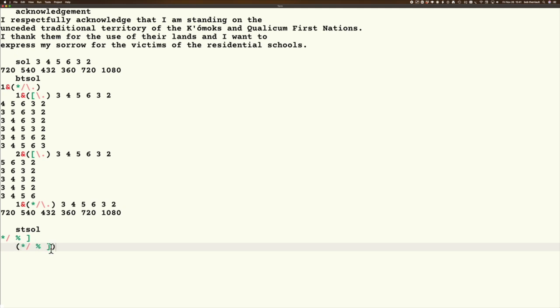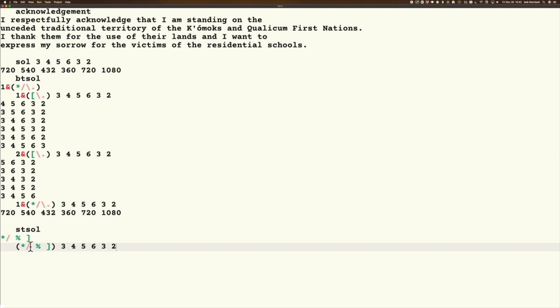Because if I didn't put parentheses around it and just gave it this argument, then it would go right to left and just work its way through. And I don't want it to do that. I want it to recognize that these things are grouped together. And as soon as they're grouped together, this verb will take this argument and it just uses that argument.